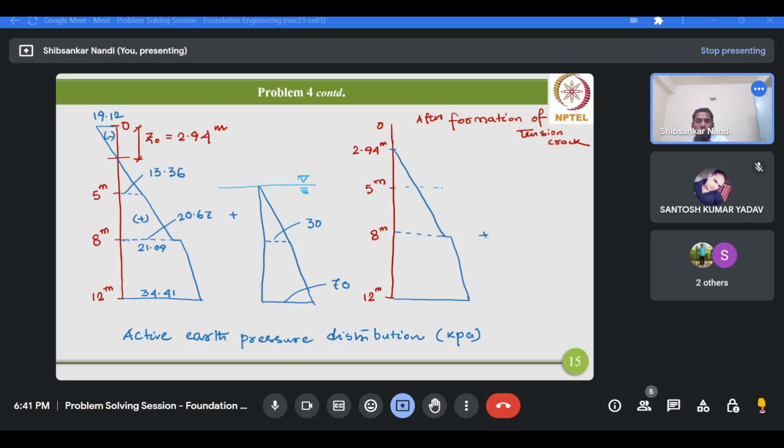Okay, so this is your 30, this is 70, 34.41, this is 21.09, and this is 20.67, and this is 30. So this will be the distribution, and accordingly you have to calculate the total active force.